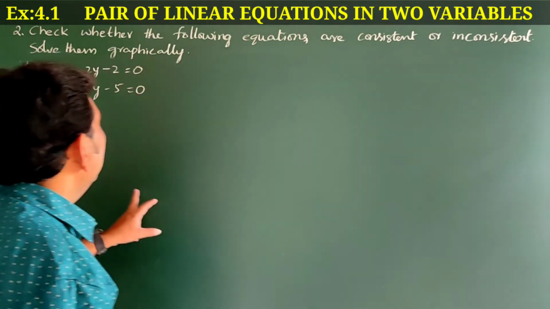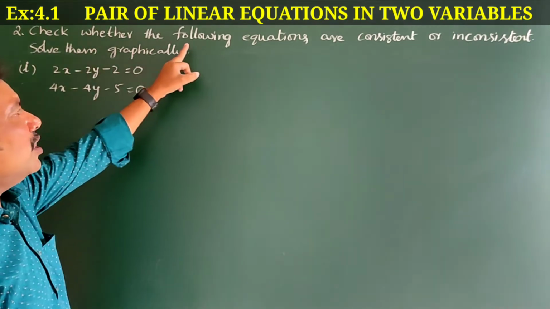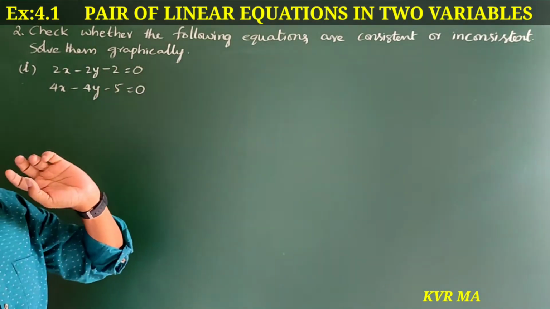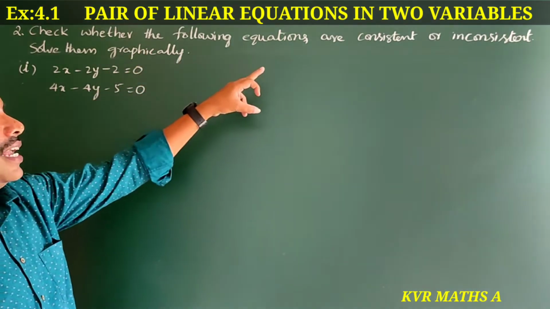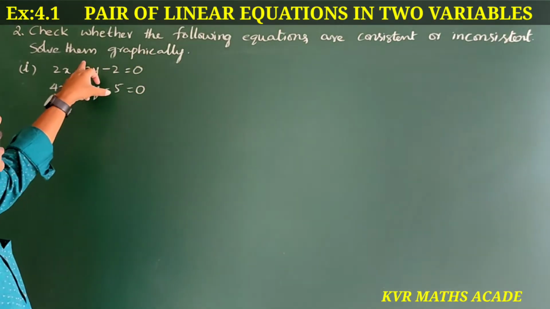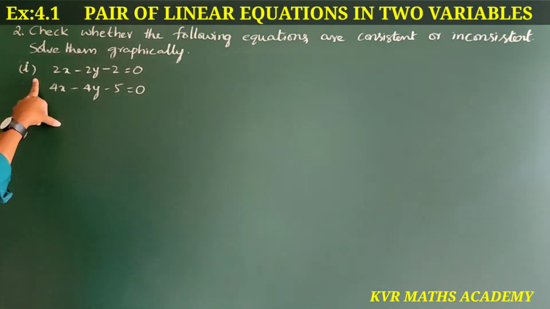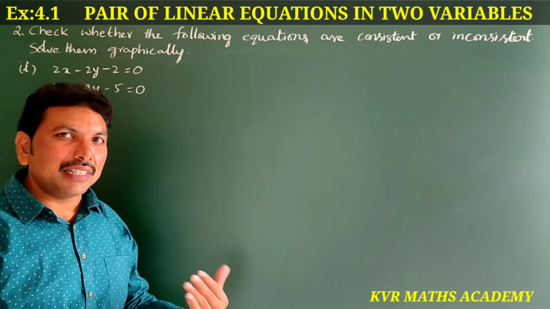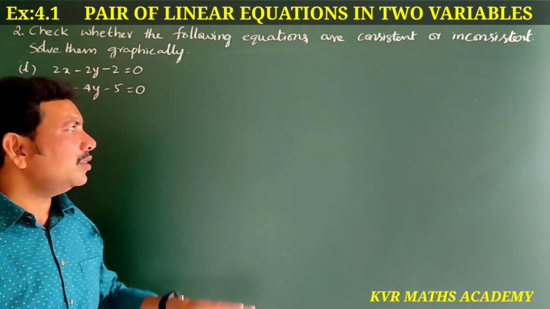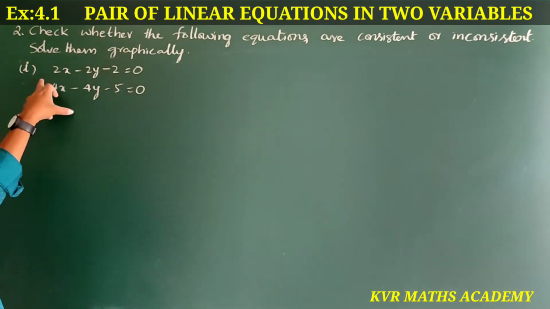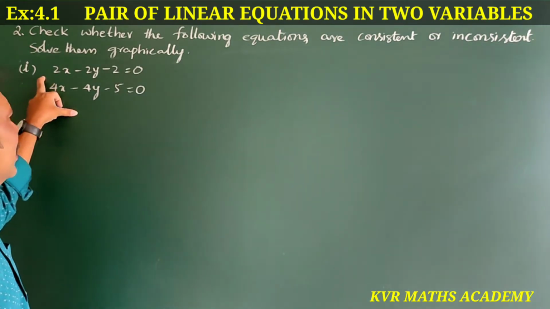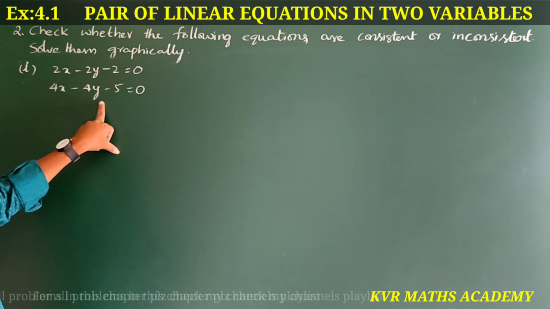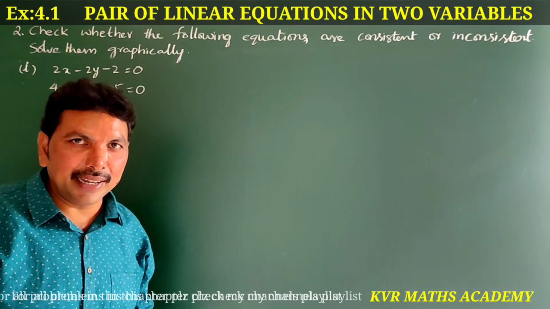See, this is the question. Check whether the following equations are consistent or inconsistent. Solve them graphically. This is problem I. Already 8 problems we have discussed in the earlier videos, so in this video, let's discuss the 9th one only. 2x minus 2y minus 2 is equal to 0, 4x minus 4y minus 5 is equal to 0 are the given equations.